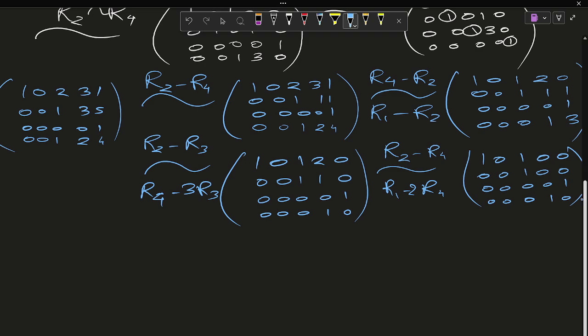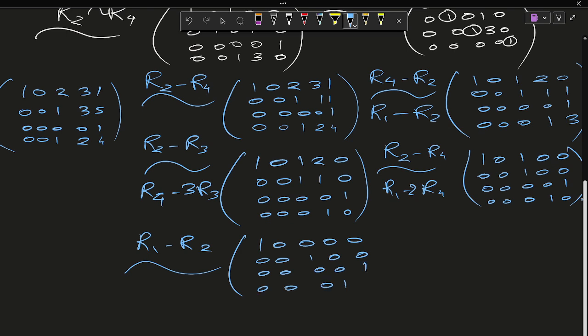So after rearranging this, we can do, no, again we can do one thing, that our R1 minus R2 can be this 1 0 0 0, then 0 0 1 0 0, and yeah, so we can rearrange it in such manner. So we will get this.